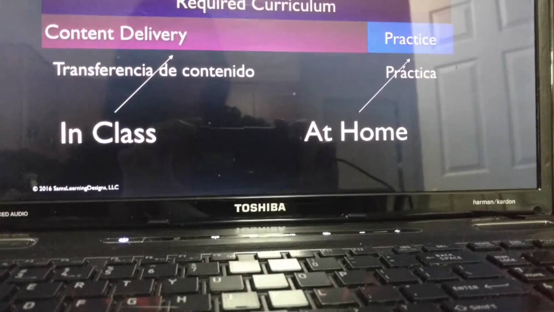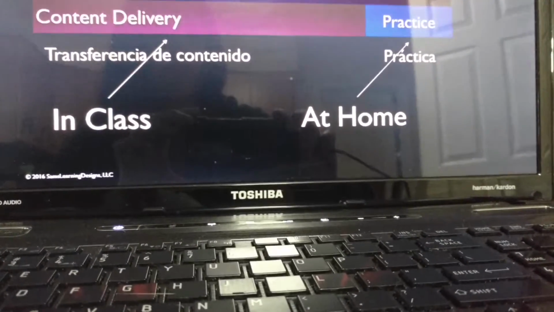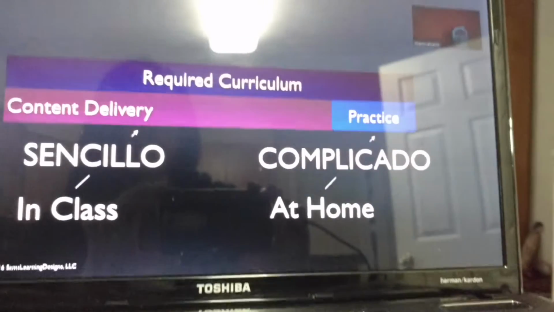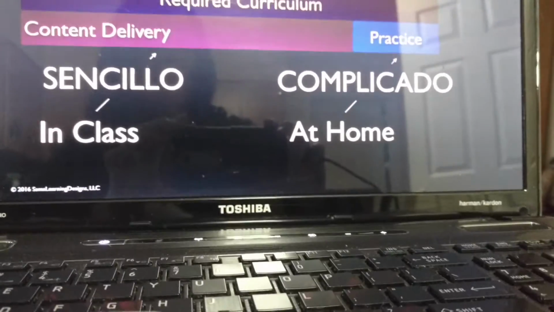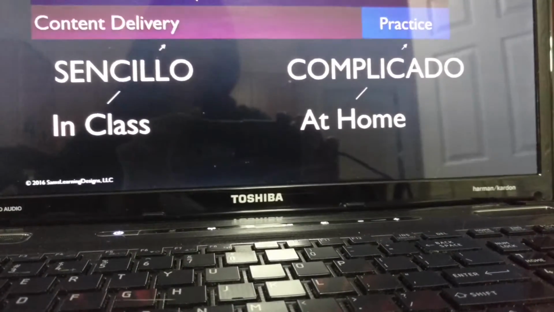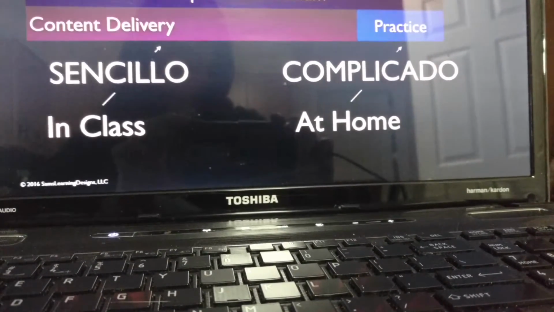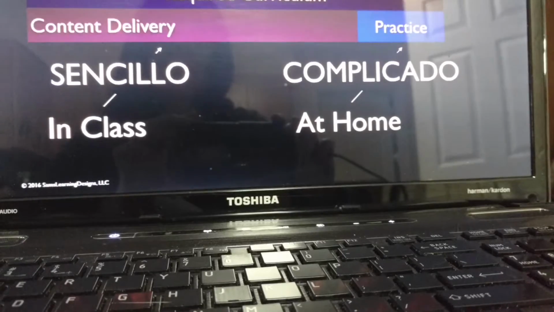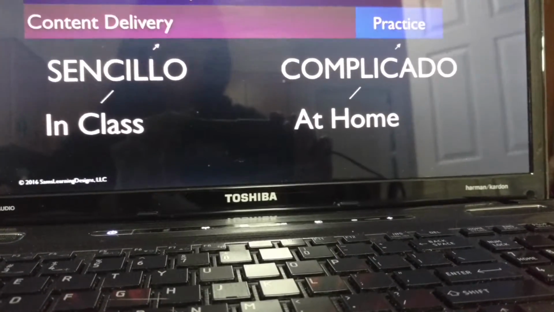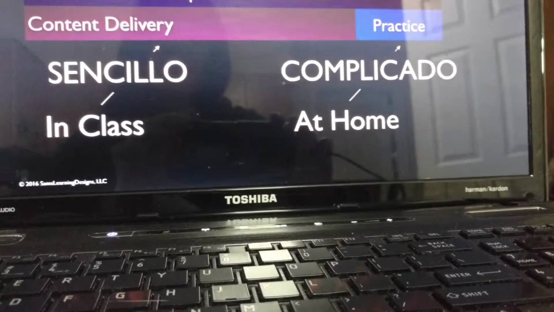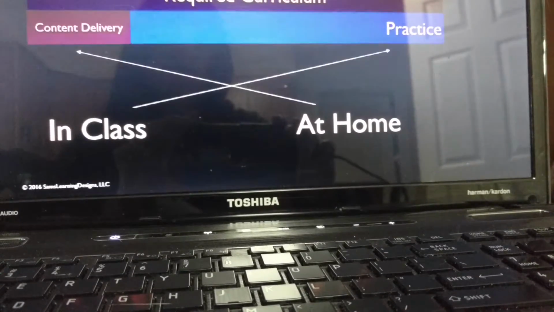A lot of content delivery and some practice happened at home. But what I realized is that was complicated. The easy stuff was happening in class, and the hard, complicated stuff was being sent home with the students, and I was doing them a disservice. I wanted to be there as an educator when the difficult stuff was being done by the students. They didn't need me there necessarily for the easy stuff.